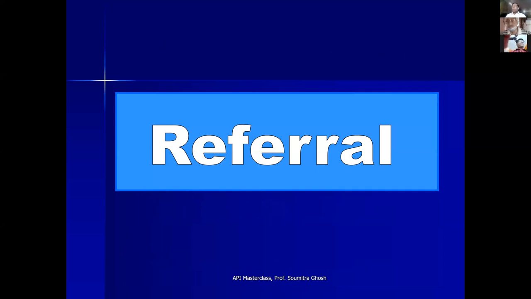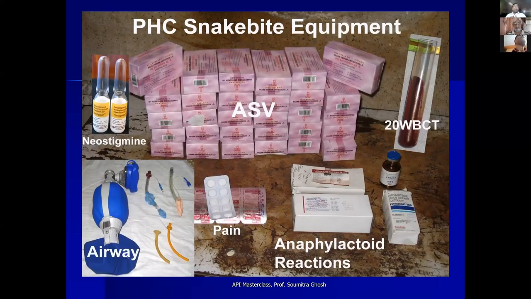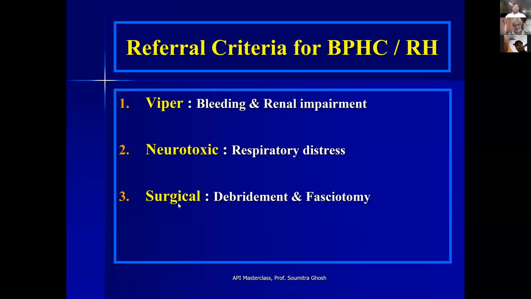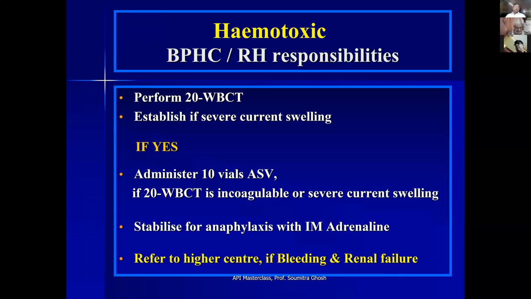So referral is meant for those working in primary or secondary level, not for those in a tertiary care center. This is all about the snake bite equipment: only the ASV, neostigmine, the 20 WBCT test tube, steroid, antihistaminic, paracetamol, airway. Only these things are required, nothing more is important. And referral criteria, as already told: hemotoxic bite with bleeding and renal impairment, neurotoxic bite, respiratory distress, and surgical debridement or fasciotomy. These are required for primary and secondary level doctors in the periphery.